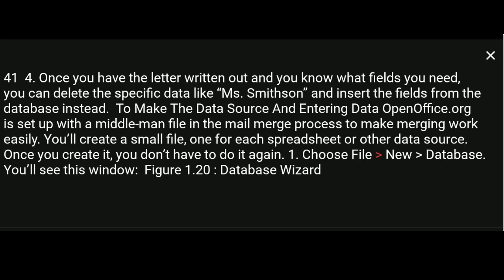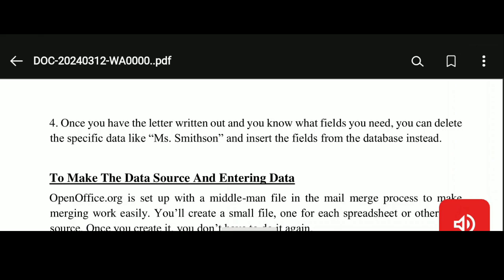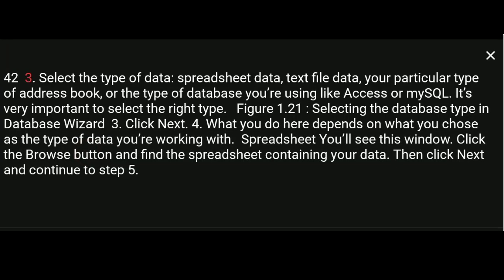1. Choose File > New > Database. You'll see this window. Figure 1.20. Database Wizard. 2. Select the type of data: spreadsheet data, text file data, your particular type of address book, or the type of database you're using like Access or MySQL. It's very important to select the right type. Figure 1.21. Selecting the database type in Database Wizard.